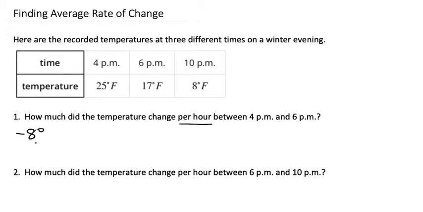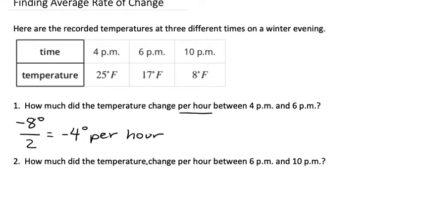Now, that temperature change happened over the course of 2 hours between 4 p.m. and 6 p.m. So to find the temperature change over 1 hour, I would divide that temperature change by 2. So that tells me that the temperature changed -4 degrees per hour, or the temperature decreased 4 degrees for each hour. Now that may not have been a constant temperature change. It might have decreased 5 degrees the first hour and 3 degrees the second hour to give a total temperature change of 8 degrees. But on average, the temperature decreased 4 degrees per hour.